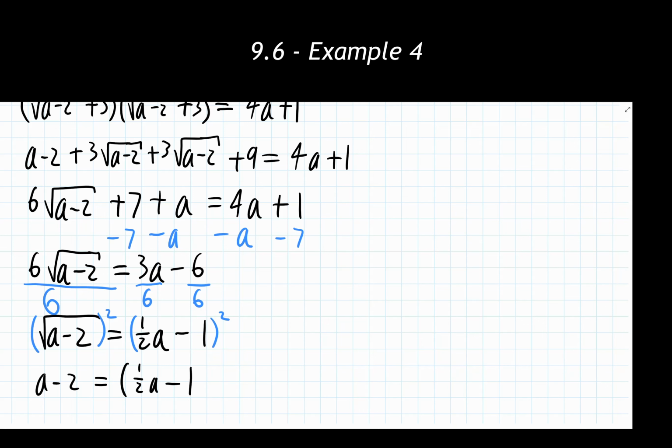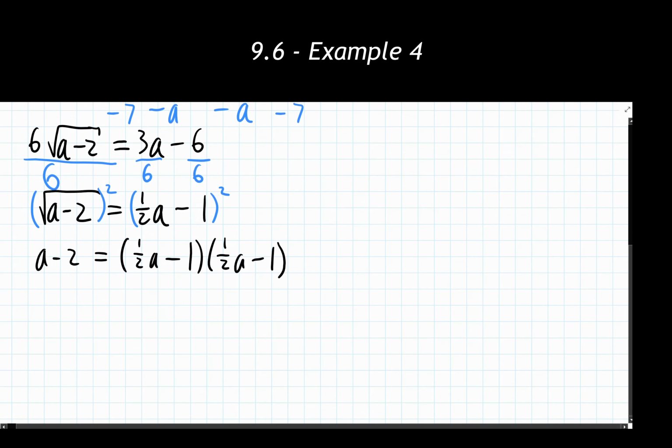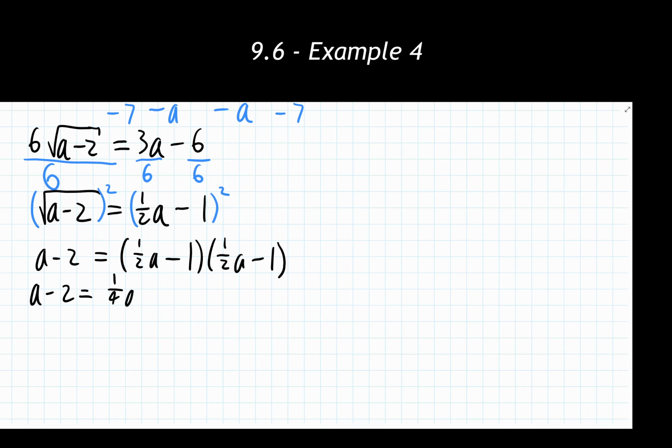So it's going to be 1/2 a minus 1 times 1/2 a minus 1 we have here. I'm going to simplify the right side down using the distributive property. I'm getting 1/4 a squared. And then it's going to be minus 1/2 a, and then minus another 1/2 a. So I'm getting that there. And then what's it going to be? Plus 1. So the right side has been multiplied out and simplified down.